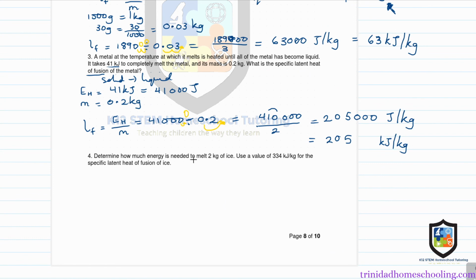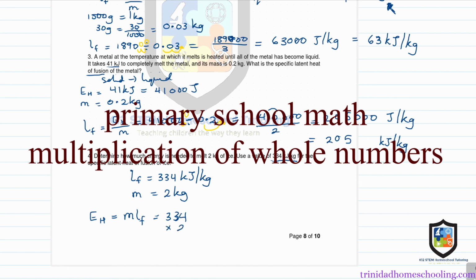Determine how much energy is needed to melt 2 kilograms of ice. And we want to use a value of 334 kilojoules per kilogram for the specific latent heat of fusion of ice. So they gave us LF, which is 334 kilojoules per kilogram. M, they already gave us mass in kilograms already. So on page 7, the formula to find the heat energy was mass multiplied by the specific latent heat of fusion. 334 multiplied by 2.